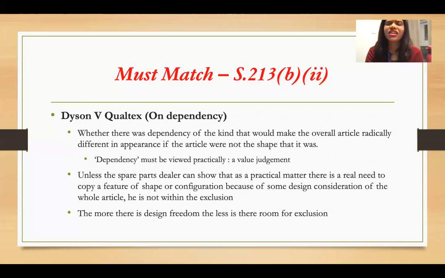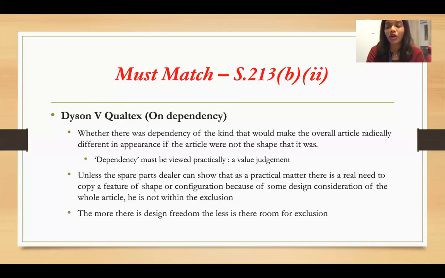But if the car only has 2 doors, most likely the value of the judgment here will not be high anymore. People would not be willing to pay so much money to actually buy the car. So this is the whole idea of defining dependency under must match.